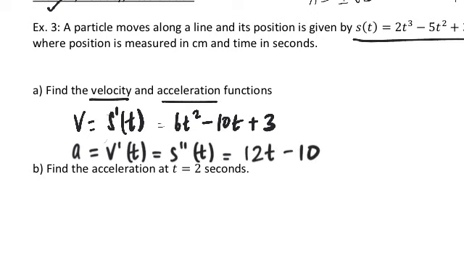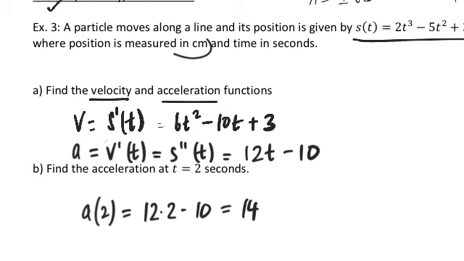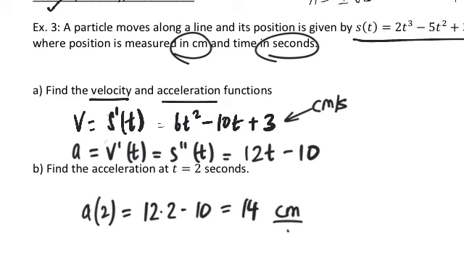Find the acceleration at 2 seconds. Well, we just do a of 2. 12 times 2 minus 10. 24 minus 10 is 14. If this is in centimeters and this is in seconds, velocity will be in centimeters per second. Acceleration will be in centimeters per second squared, because it's like centimeters per second, that's already velocity. If you divide that by another time unit, you get centimeters per second squared.